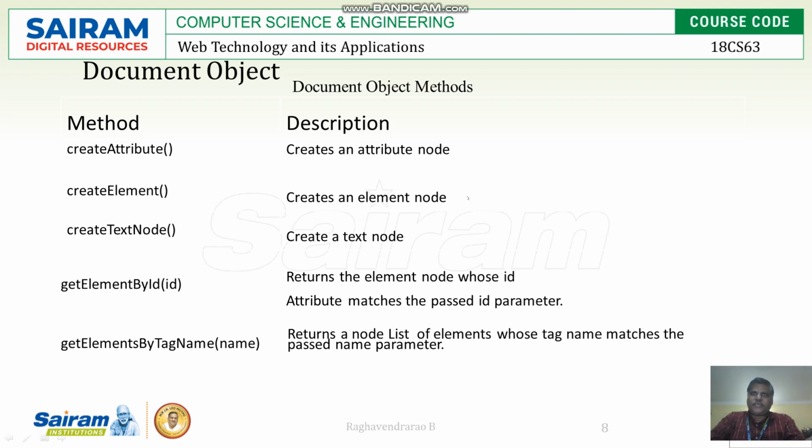See, in this, as I discussed, the document object is going to contain those methods. Okay, so you can create the attribute. Create attribute is there. Create element is there. Create text node is there. Okay, you can access those values. Get element by ID is there. Get elements by tag name are there.